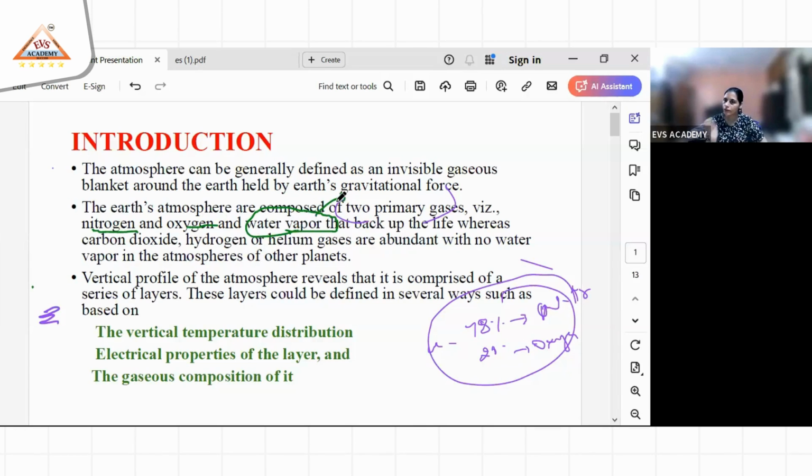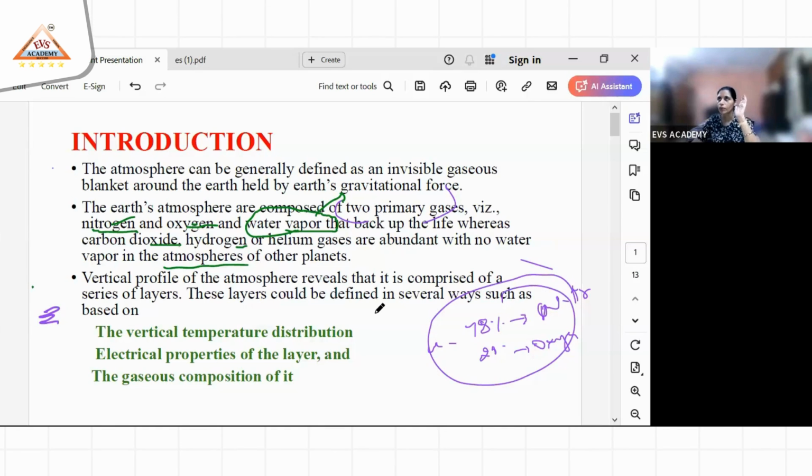its residence time is only a few seconds. That is why we only consider nitrogen and oxygen, which back up life, whereas CO2, hydrogen, and helium are abundant, with no water vapor, in the atmospheres of other planets. So this is the difference between the Earth's atmosphere and the atmosphere of other planets: we have nitrogen, oxygen, and water vapor, but the other planets have CO2, hydrogen, or helium gases in abundance. They also have atmospheres, but there is a difference in composition.